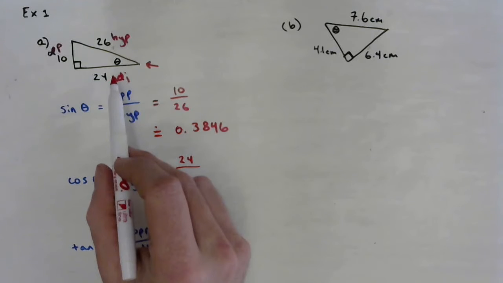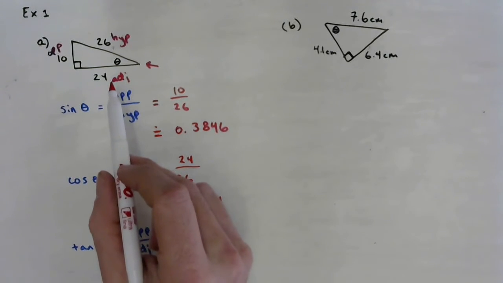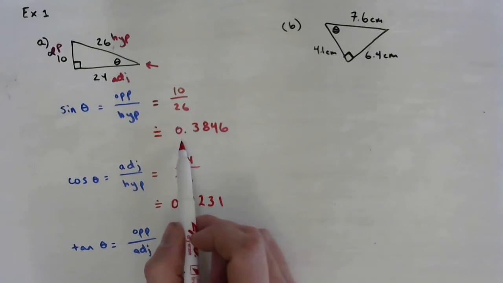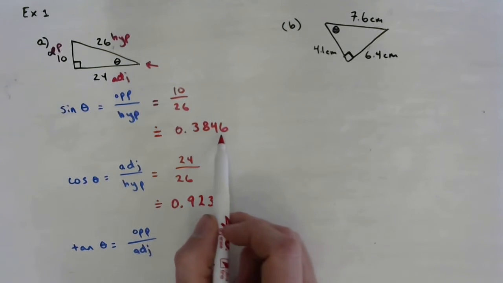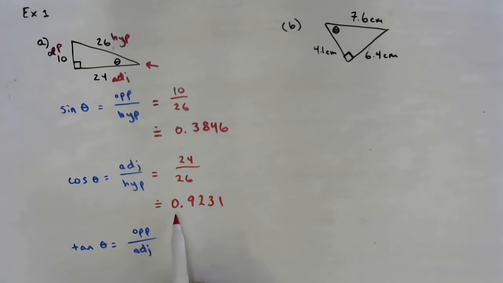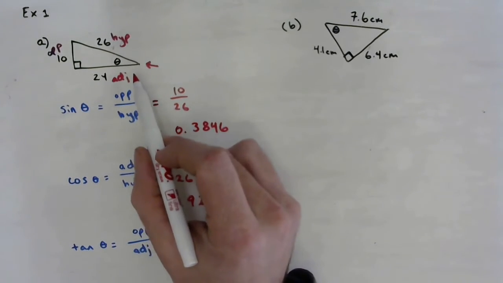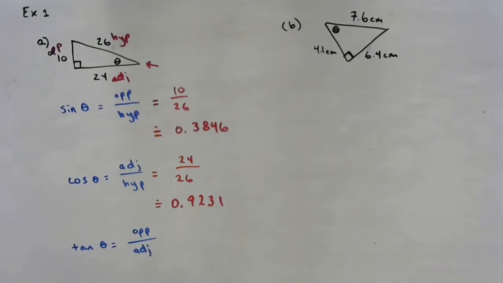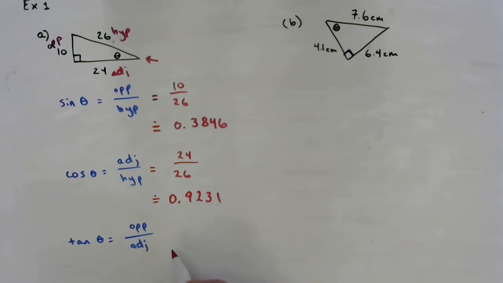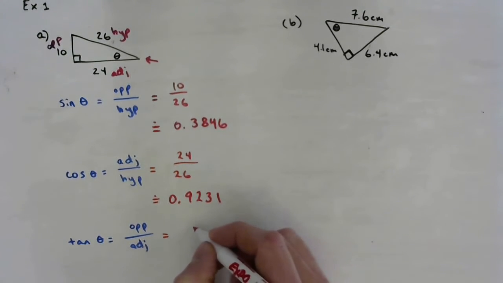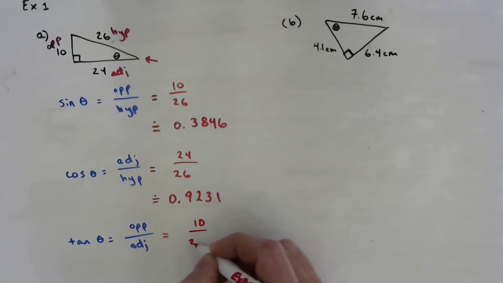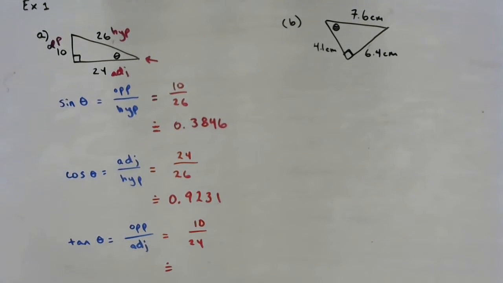Again, we're not even finding out the measure of angle theta. We could. We would just have to take the inverse sine of 0.3846 or the inverse cosine of 0.9231, and we'd get the measure in degrees of angle theta. That's not what we're doing here. We're just getting the ratios. Opposite over adjacent is the tangent ratio. So you got 10 over 24, which equals approximately 0.4167.